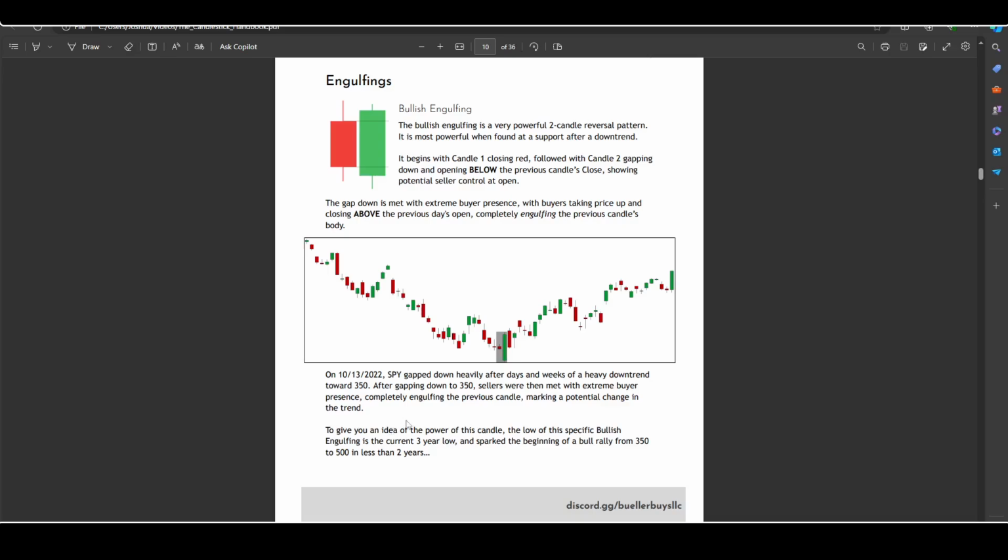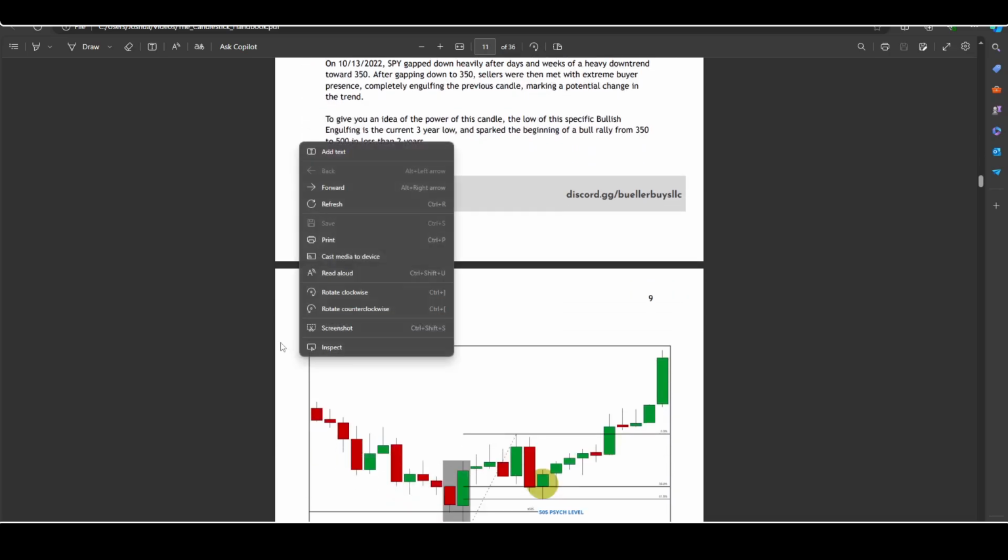To give you an idea of the power of this candle, the low of this specific bullish engulfing is the current 3-year low and sparked the beginning of a bullish rally from 350 to 500 in less than 2 years. Wow, that's crazy. And I will always remember this one. We know exactly where that is on the chart.